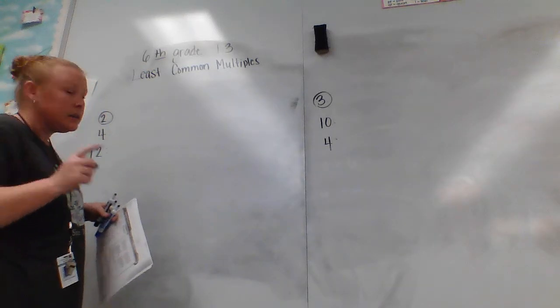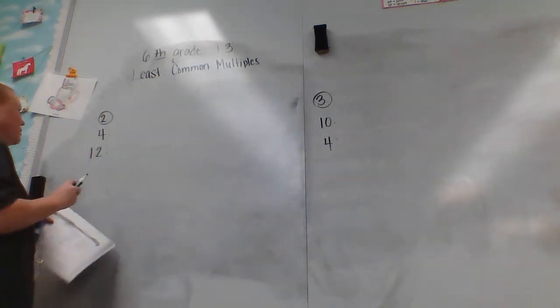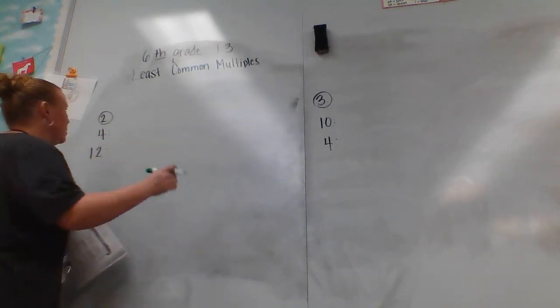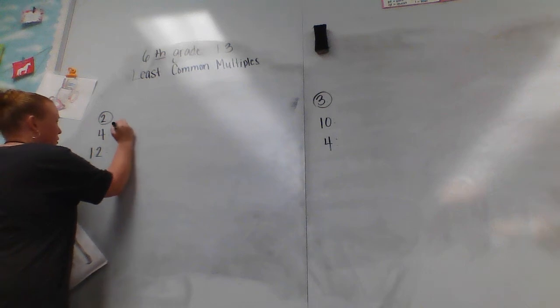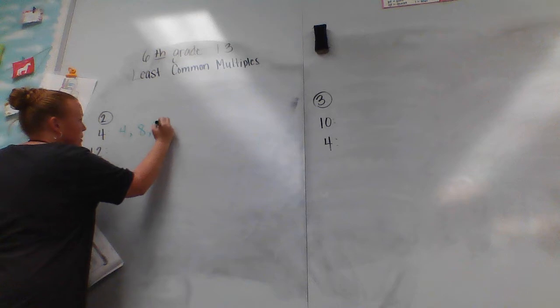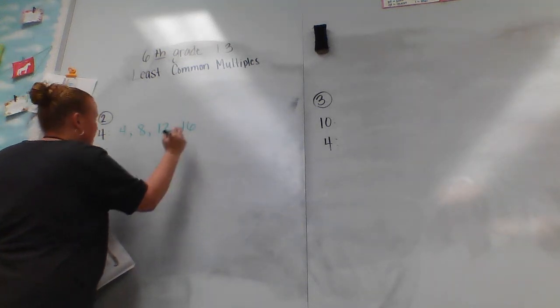So number 1 is already done. We're going to jump ahead to number 2. So what it is, multiples are just multiplying the number it gives you. So we're going to start with 4, multiply it by 2, 8, 12, 16.